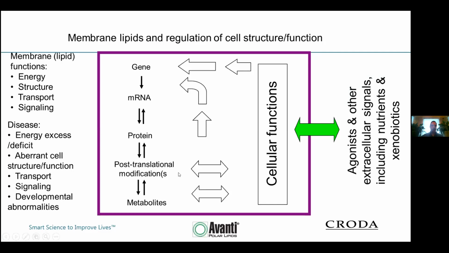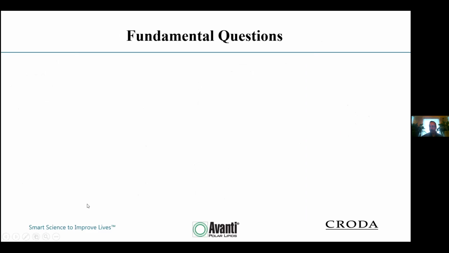And what they do is they control things like the energy, the structure, transport of molecules into and out of the cell, as well as cell signaling. And then their implications are when they're not in balance, we can have either excess or deficits of energy. We can have aberrant sterol cell function. Transport mechanisms can be thrown off, and we get differential signaling as well as developmental abnormalities.